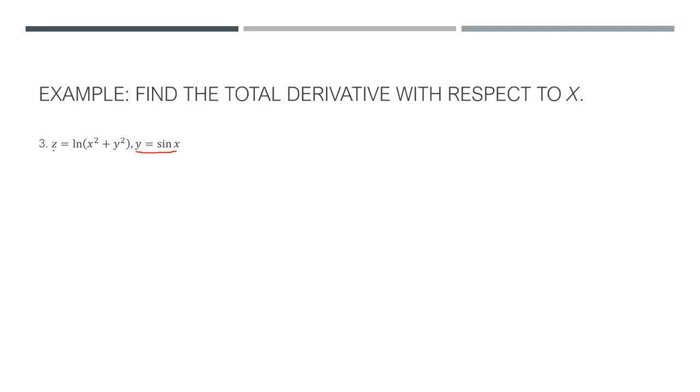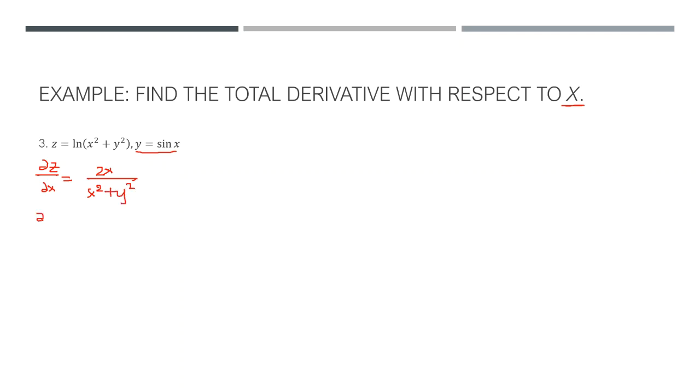We still have to find the derivative of z, but now it's with respect to x. So the partial derivative of z with respect to x is equivalent to the derivative of this one. The derivative of x squared is 2x over x squared plus y squared.